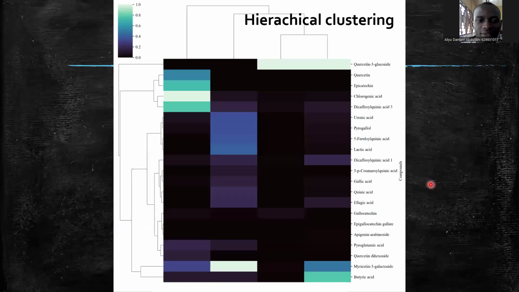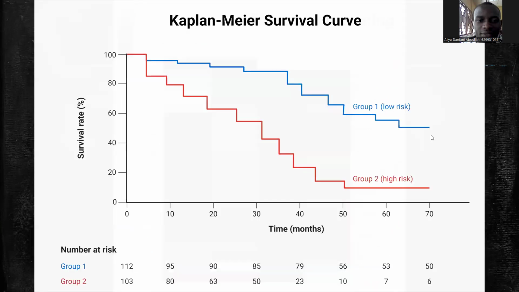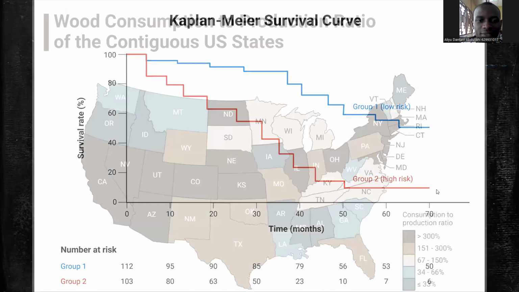This is a heat map, hierarchical clustering. Yeah, it's very interesting. This is from data I actually used. Okay, the Kaplan-Meier survival plots. I have mentioned this earlier.